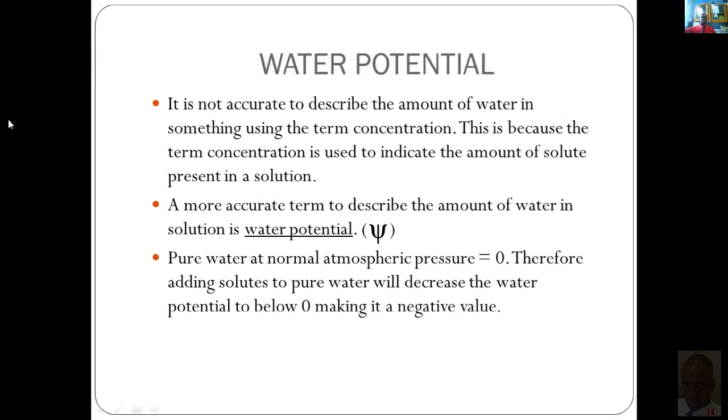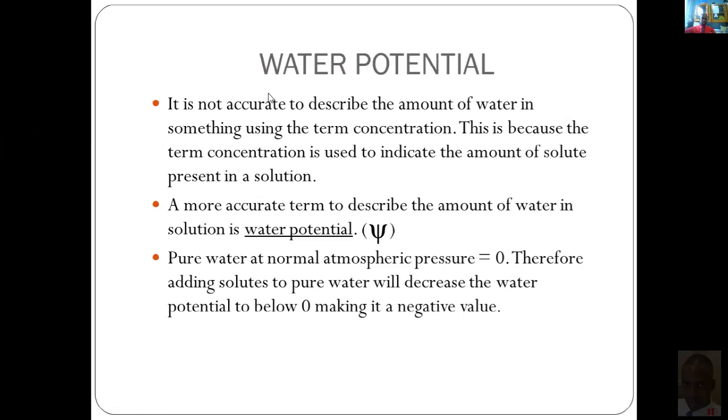So we are talking about water potential here. It is not accurate to describe the amount of water in something using the term concentration. This is because the term concentration is used to indicate the amount of solute present in a solution. So if you're talking about pure water, you should not say the concentration of this or concentration of that, because concentration is referring to the amount of solute that is dissolved in a solvent, which usually is water.